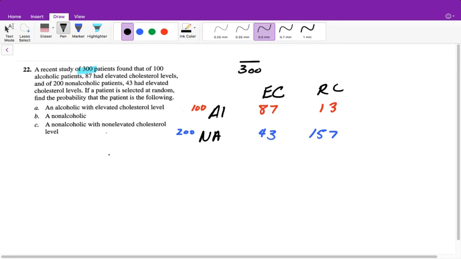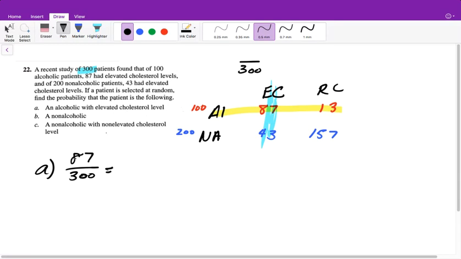Right? So then to go over this, we know for A, it's going to be over top of 300 to begin with. And it tells us an alcoholic with elevated cholesterol level. Well, here's our alcoholics. So what you can do in your test is highlight it. Remember, if it's the word or, you're going to be looking at things a little bit differently. Then we can highlight the elevated cholesterol levels. So we look and see which one shares both. So in this case, it's just the 87. So it will then be 87 over top of 300.